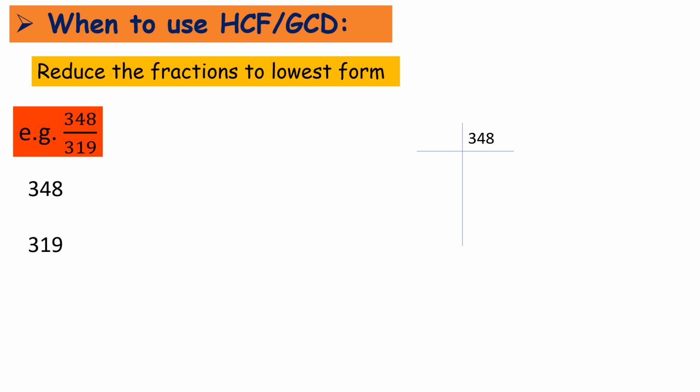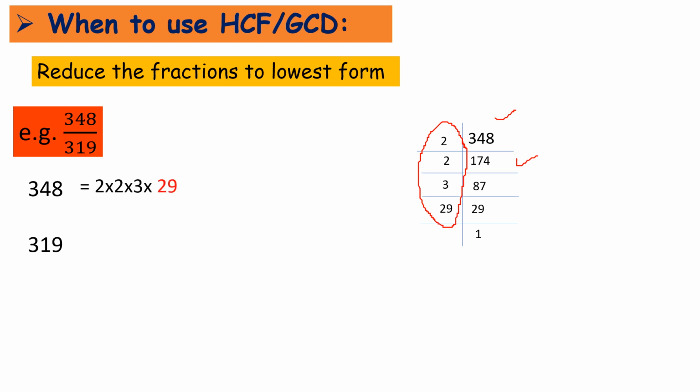Okay, so let's start with 348. 348 is an even number, so we can start with 2. It becomes easy: 2 times 174. Again 174 is an even number, so we can continue with 2. 2 times 87 is 174. Now 87 is an odd number, we can think of 3. So 3 times 29 is 87, and 29 is a prime number, so 29 times 1. All these are factors of 348. So let's write down here.